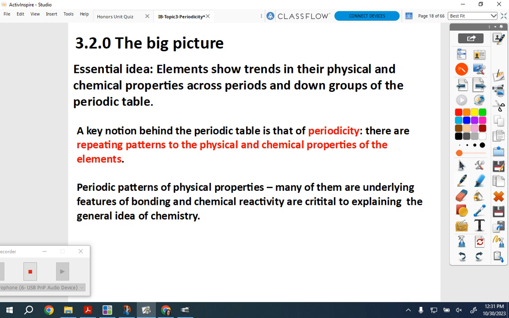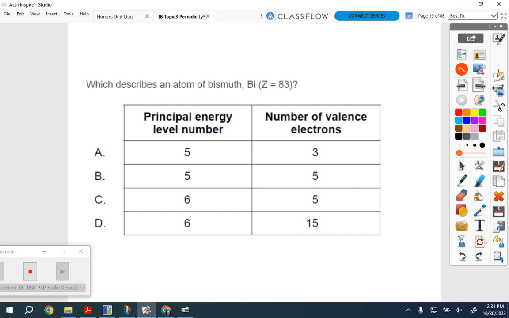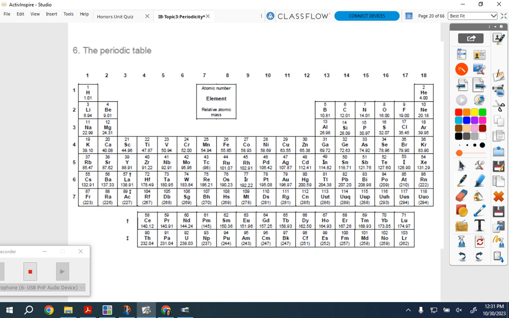And these patterns underlie a lot of what makes elements react in different ways, what makes them bond in different ways. And so it's pretty important, which is why we have a whole topic about it. We already did that.